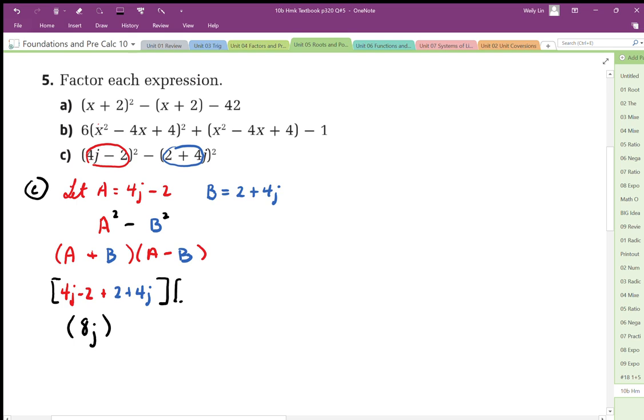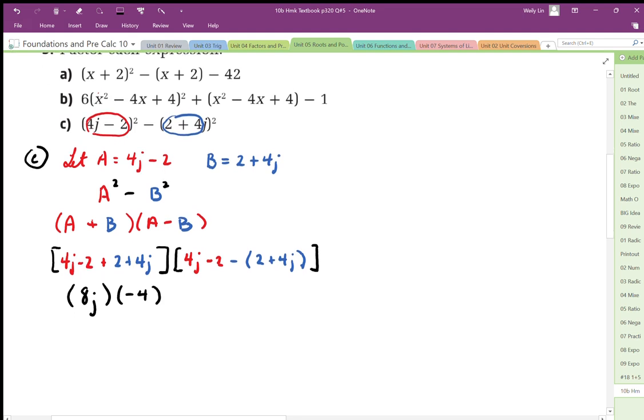For this section here, we're going to end up with 4j minus 2 minus 2 plus 4j. So what ends up happening here is that the minus 2's can combine to get minus 4. The 4j's cancel out, so we end up with minus 4. Okay, so this factors to negative 32 times j. So that's one way we can do it.